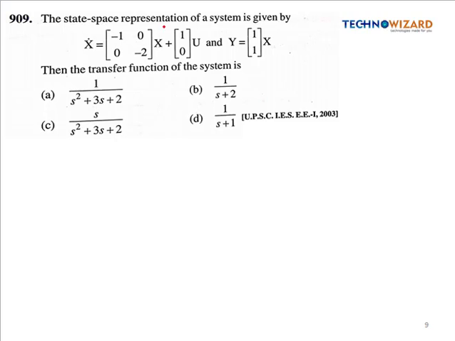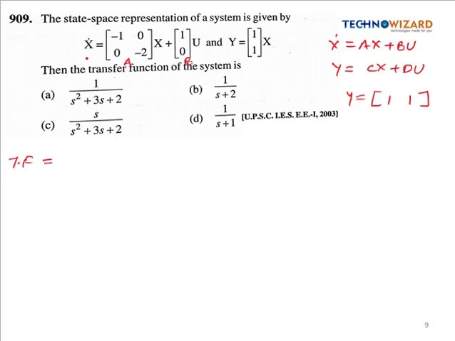the state space representation of a system is given by x dot is equal to Ax plus Bu and y is equal to Cx plus Du. Okay, so this is the state space representation. So it means this matrix is A, this is B. This question has a correction: the y matrix here is not vertical, it is a horizontal value. Okay, so now we have to find the transfer function of the system.